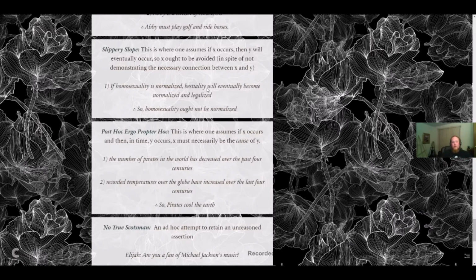Then post hoc ergo propter hoc, depending on how you want to pronounce your Latin. Sometimes this is called after this, therefore because of this. That's literally what the Latin means. Sometimes this is called correlation does not equal causation, especially in the social sciences. This is where you assume that if one thing happens, then another thing happens, the first thing must be the cause of the second thing.